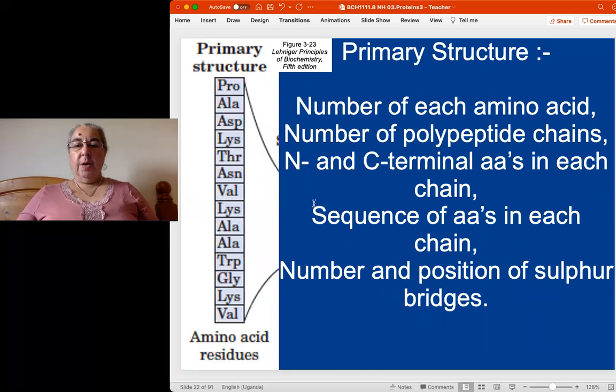To summarize, to describe the primary structure of a protein, it's useful to know the number of each amino acid present, the number of polypeptide chains, the N and C terminal amino acid in each of those chains, the sequence of amino acids in each chain, and the number and position of sulfur bridges or disulfide bonds.